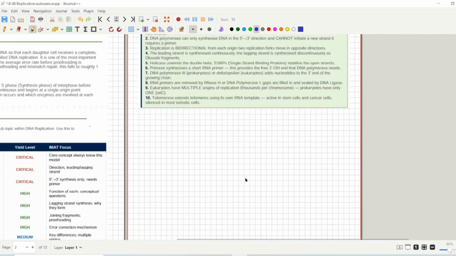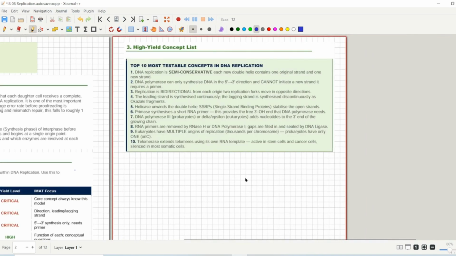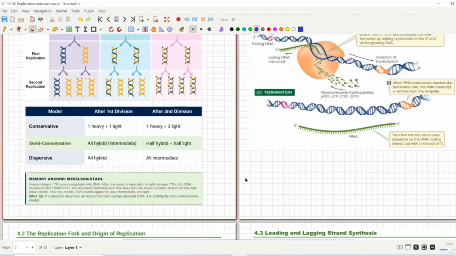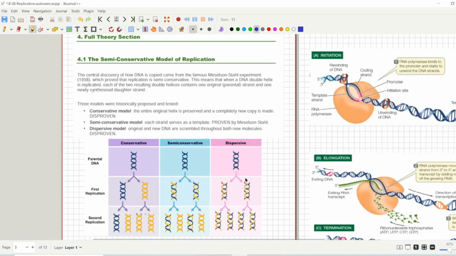So the most high yield concepts that you have to know for your IMAT exams are in front of you. You can take your screenshot, and then we will move to our first topic, and the first topic is the semi-conservative model.